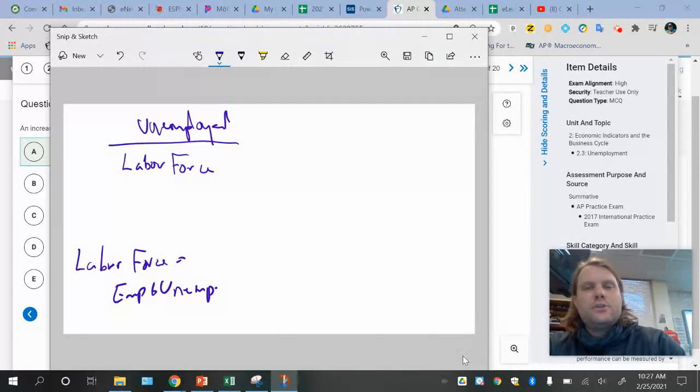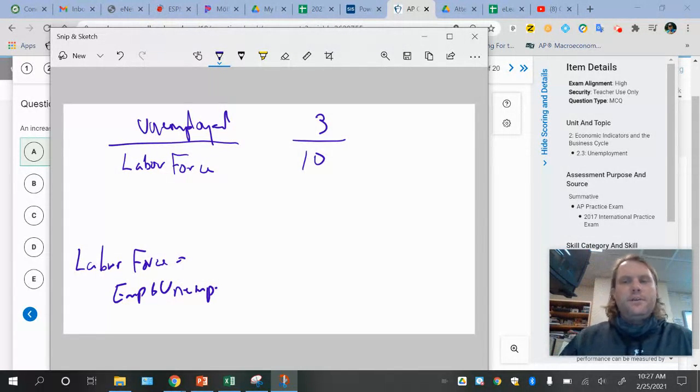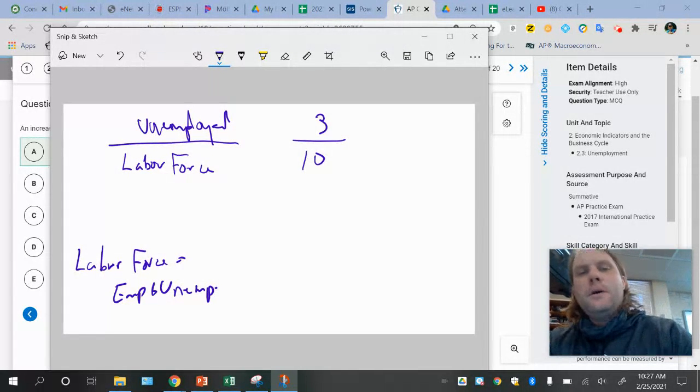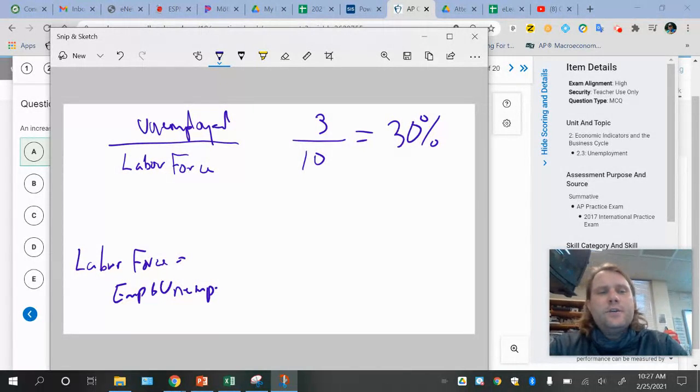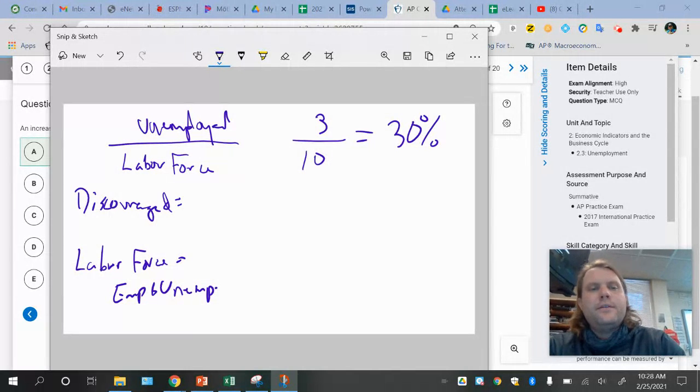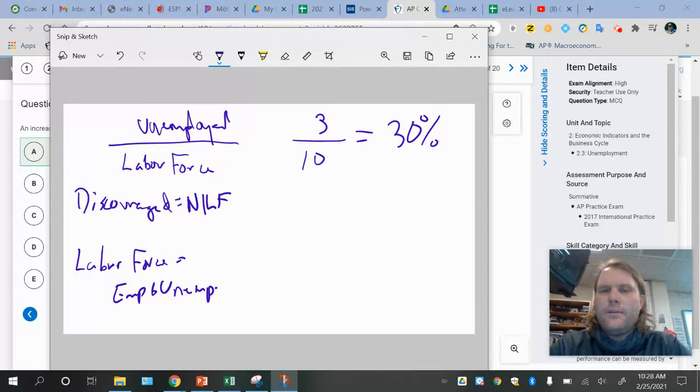So let's just do some quick math here. Let's say that we have 3 unemployed people and 10 in our labor force. So I can walk myself into this answer and not have to memorize this stuff. And so that's going to equal 30%, whatever, right? I'm showing my work here. Now, if we increase discouraged workers, they are not in the labor force. They're not in, they're out.